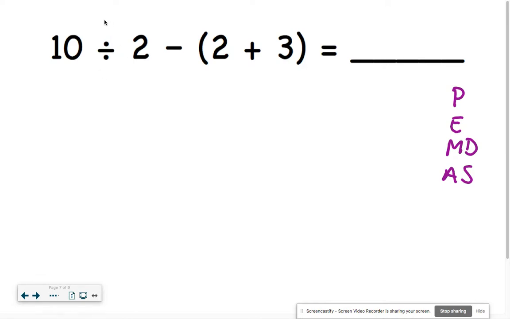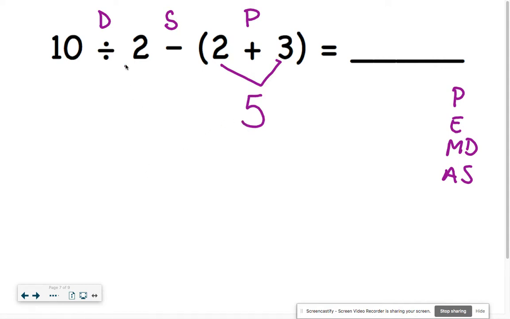Right here, I have a division sign, D. Here's a subtraction sign. And now here's an addition sign, but hugging my addition sign is my parentheses. So the very first step says I got to do parentheses. So I am going to do what's inside the parentheses first. 2 plus 3 is 5.